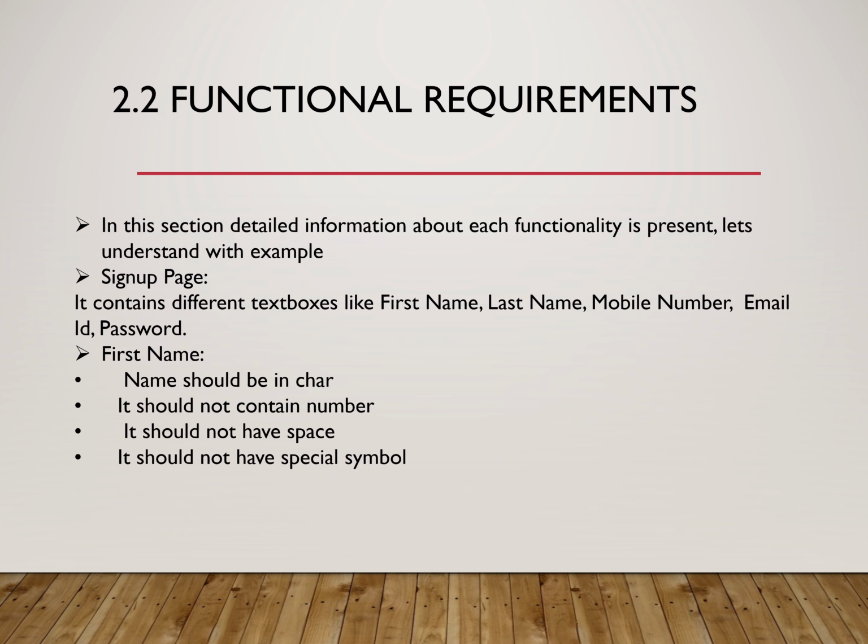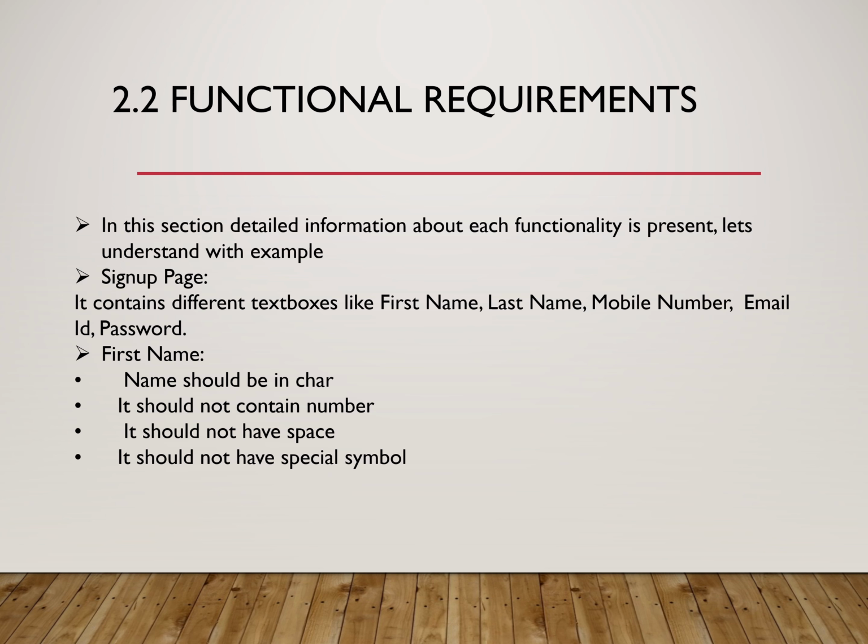So next section is functional requirements. In this section, detailed information about each functionality is present. Let's understand with an example. Let's take the example of the sign up page. It consists of different text boxes like first name, last name, mobile number, email ID and password. So for the first name text box, all the detailed information will be present in the functional requirement section.